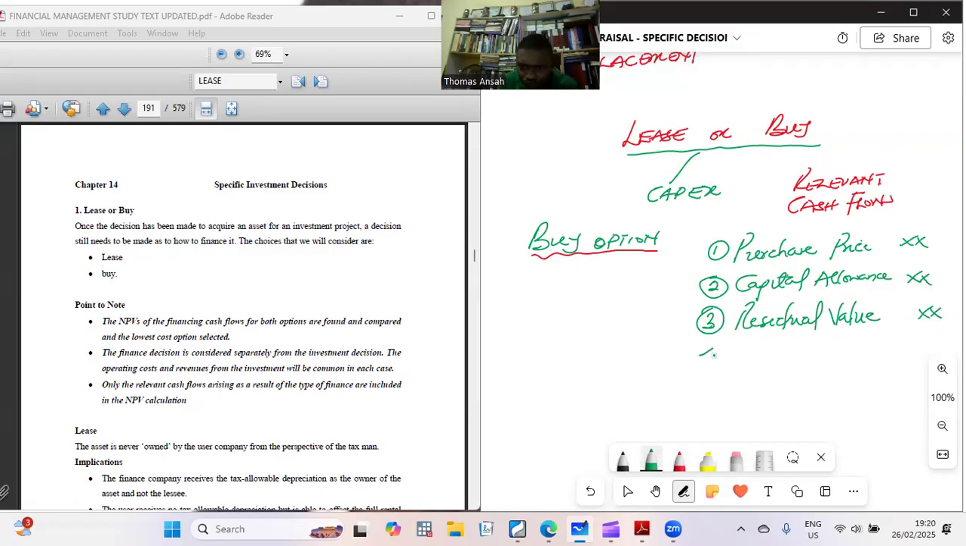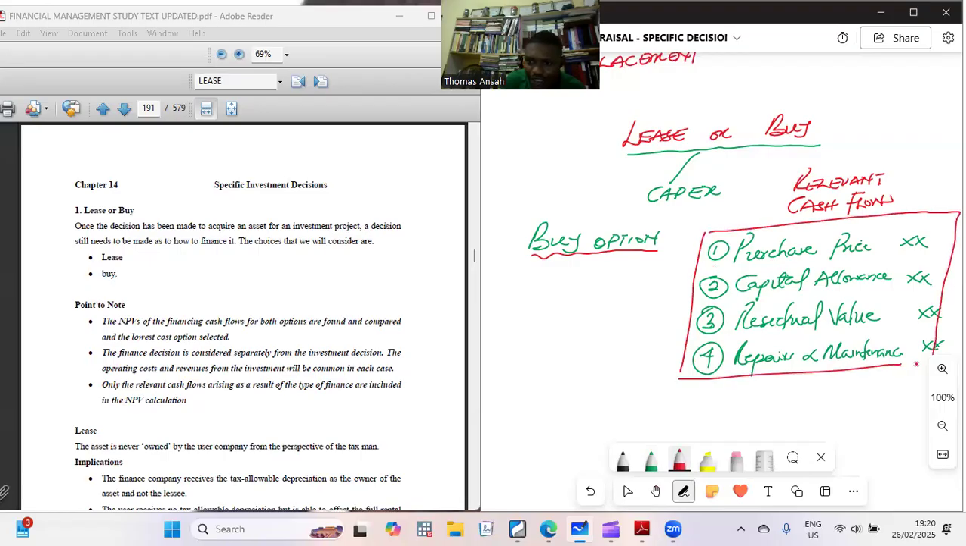Number four is that because I own the asset, if there is any repair that has to be done on the asset, I will have to bear it. So here, repairs and maintenance. These are the four relevant cash flows you can get when you buy the asset. So you'll be doing the present value of these cash flows. Take note of that.